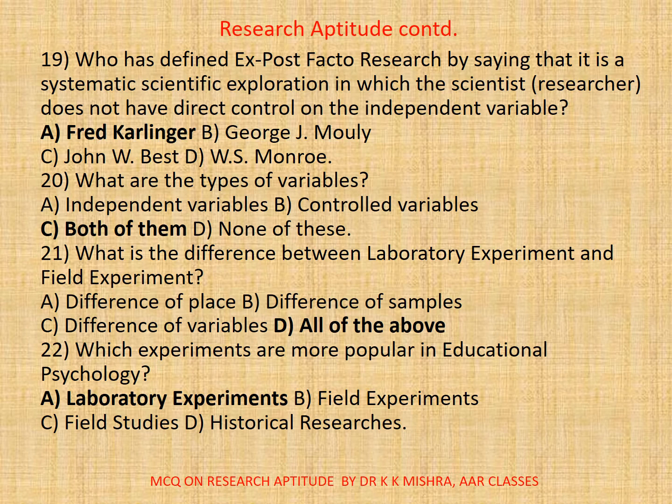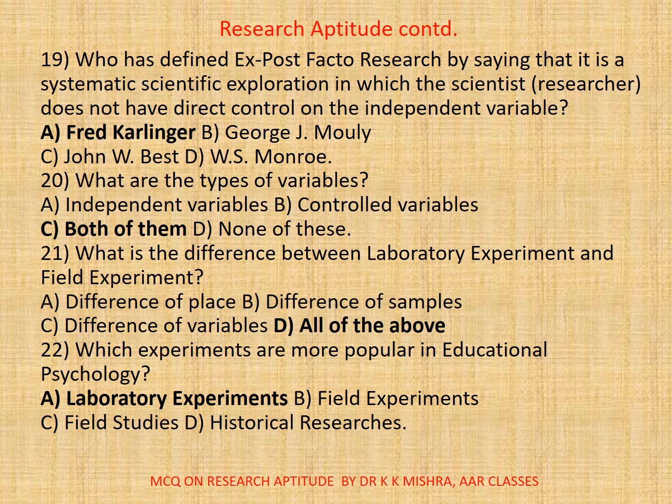19. Who has defined ex post facto research by saying that it is a systematic scientific exploration in which the scientist as researcher does not have direct control on the independent variable? A. Fred Kerlinger. B. George J. Mouly. C. John W. Best. D. W. S. Monroe. A correct option is A. Fred Kerlinger.